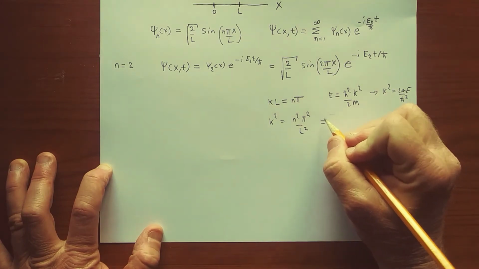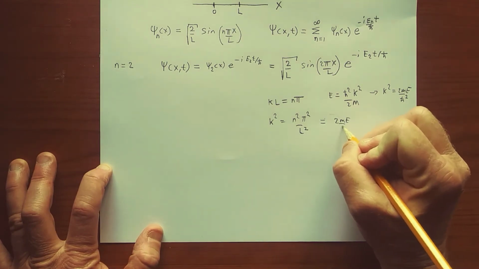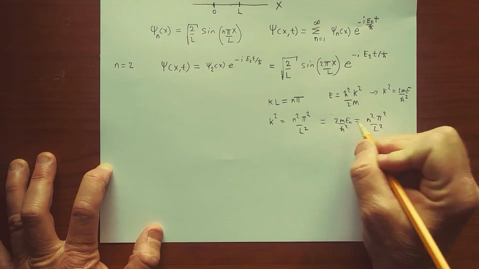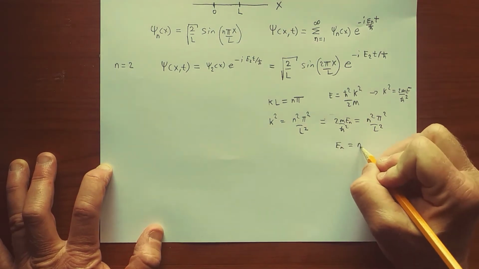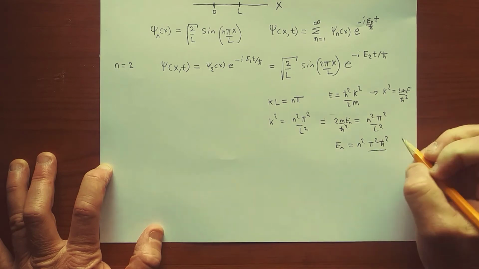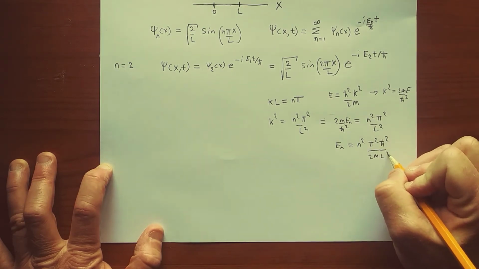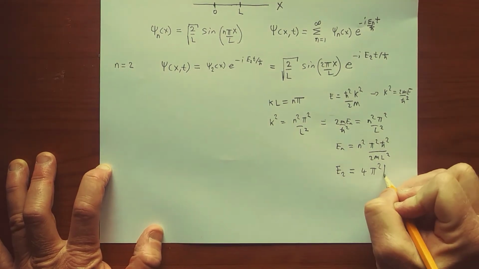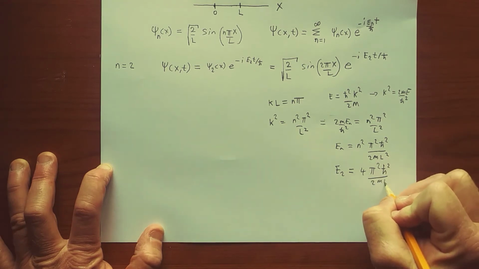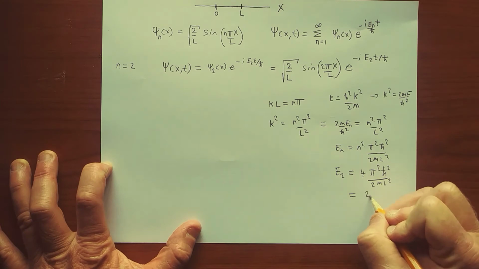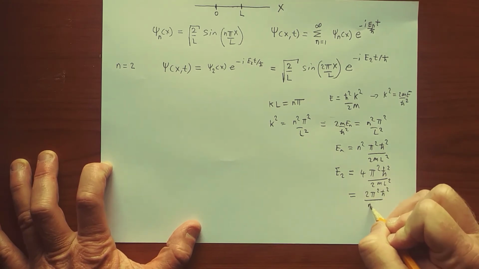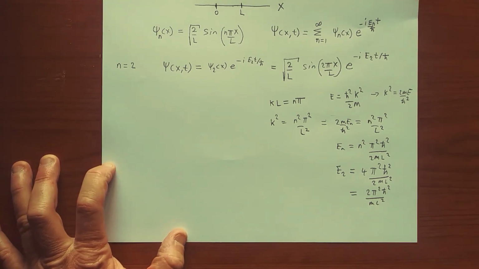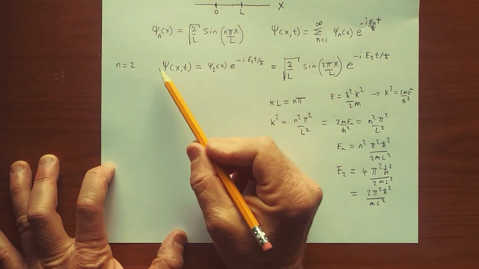So we have 2mE over h bar squared equals n squared pi squared over L squared. This is E of n, so En is equal to n squared pi squared h bar squared over 2mL squared. And so the energy in this case is 4 pi squared h bar squared over 2mL squared, which is 2 pi squared h bar squared over mL squared. So that's the energy of this particle, and this is the time-dependent function, right?